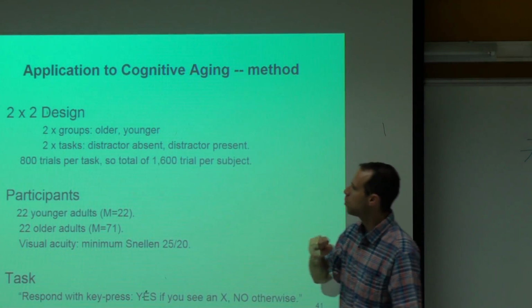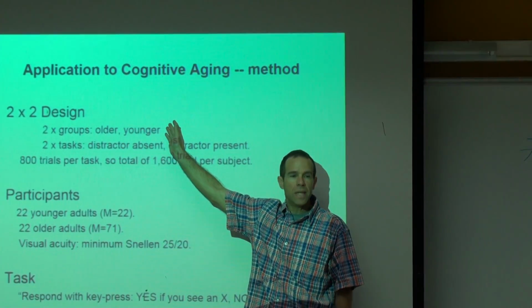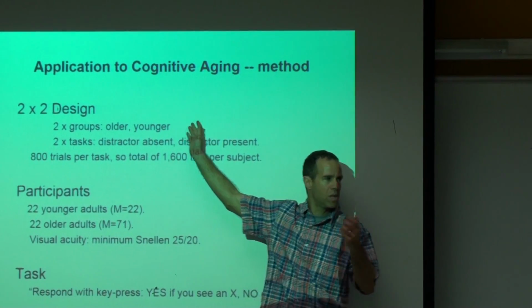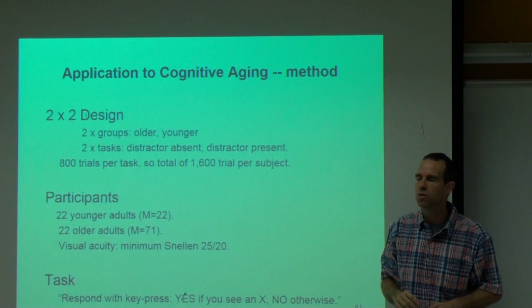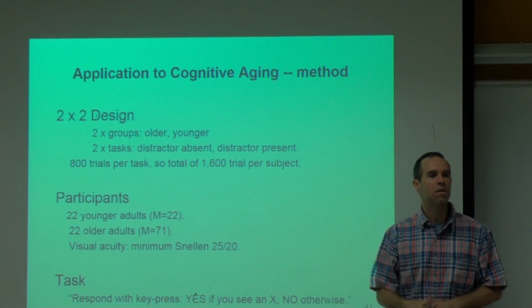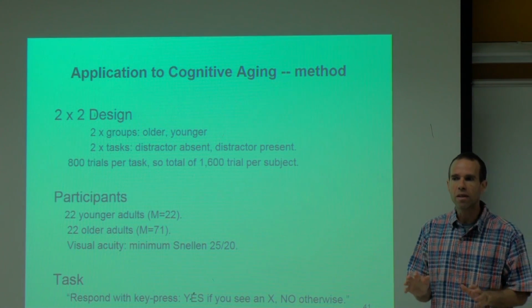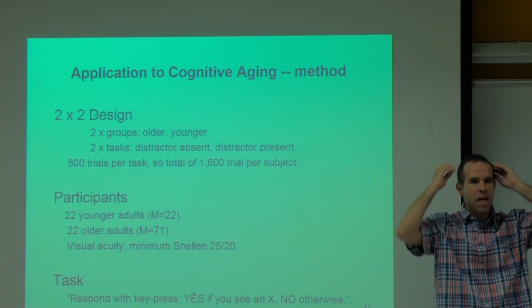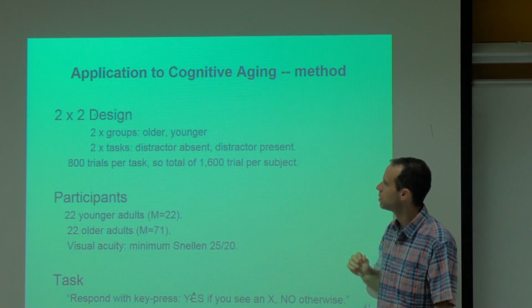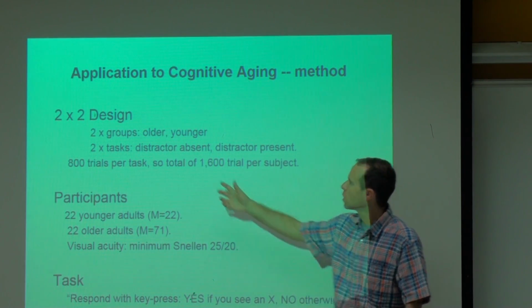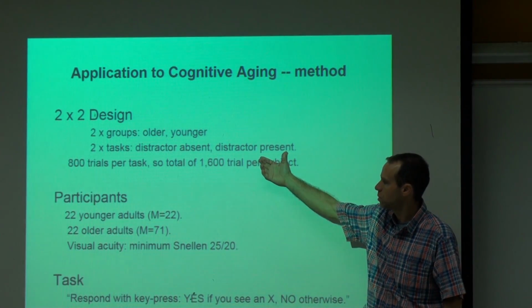So we had two groups of participants. We had older and younger. The younger were 22 years old on average, if I remember correctly. The older were 71 years old on average. But we measured their visual acuity very carefully to make sure that processing is all about the brain and not because they forgot their glasses at home. So that's very important. We had two tasks, without distractors and with distractors.